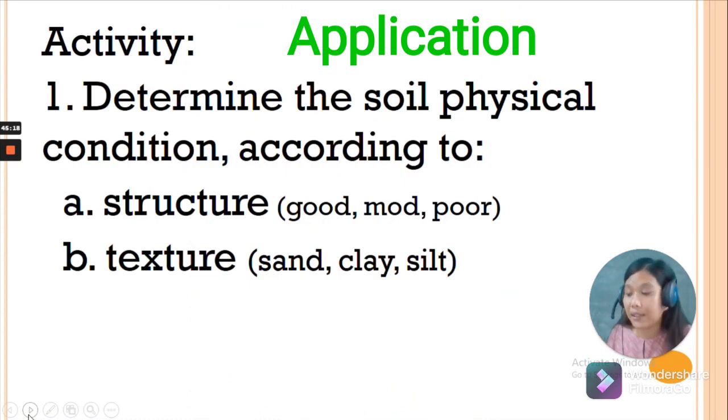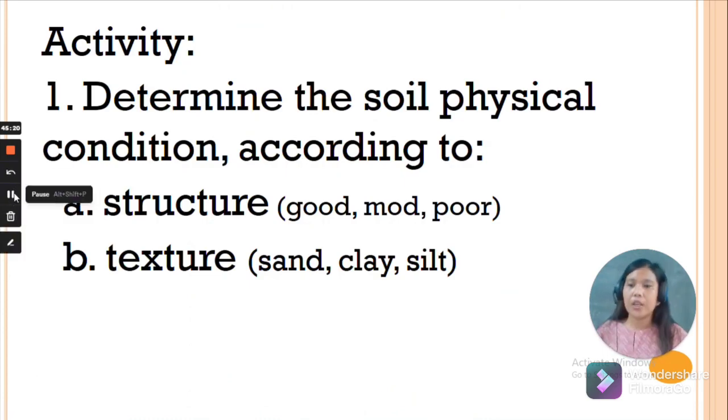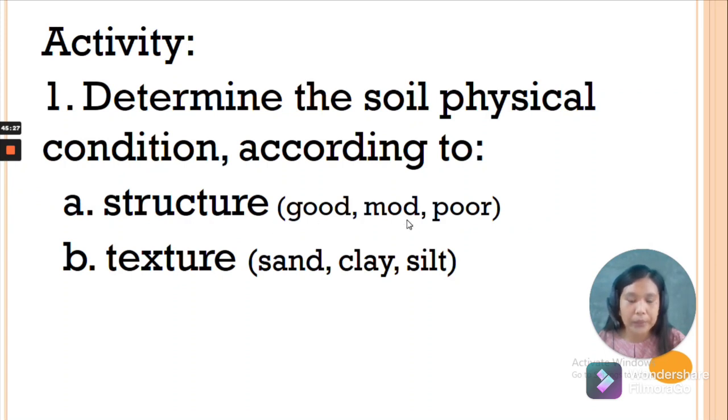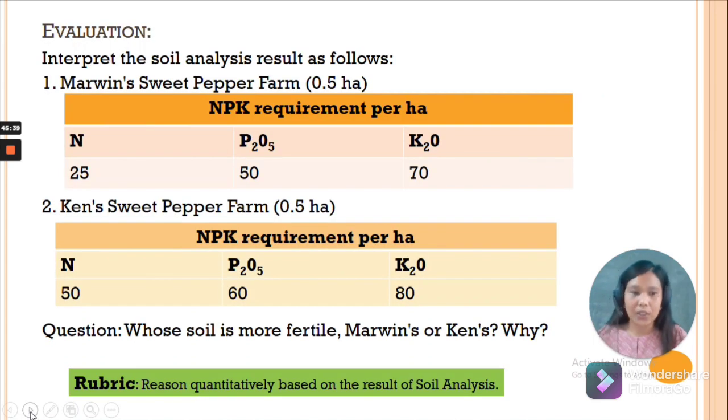So your activity is that you apply what you learn. Now, determine the soil physical condition in your farm according to structure. If you have a farm, is it good, moderate, or poor? Texture: sandy, silty, or clay. Okay? Check your farms. I will wait for your response. This is for your evaluation, part of your practice of all that I have discussed.